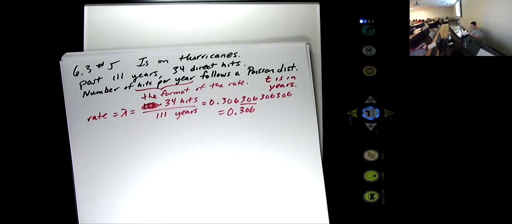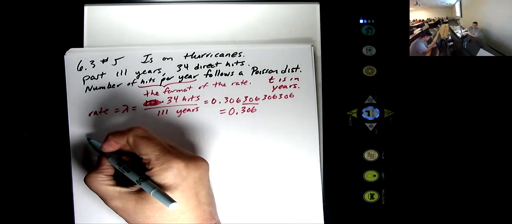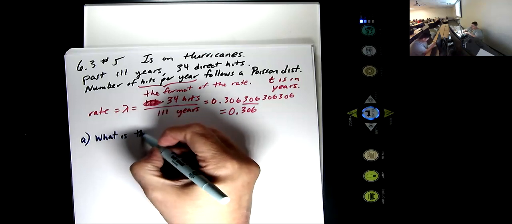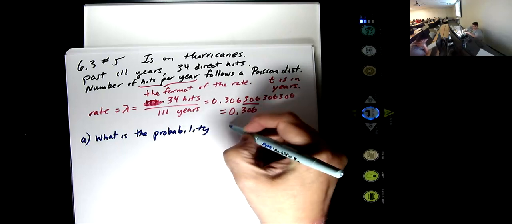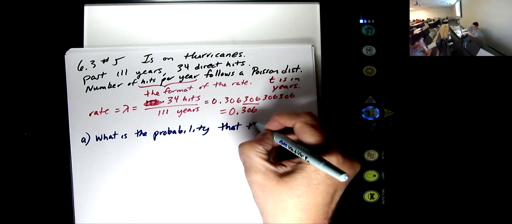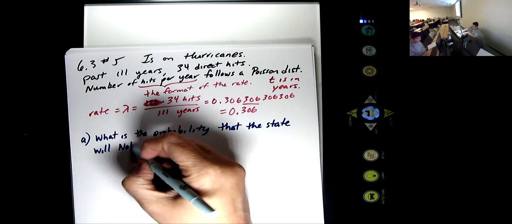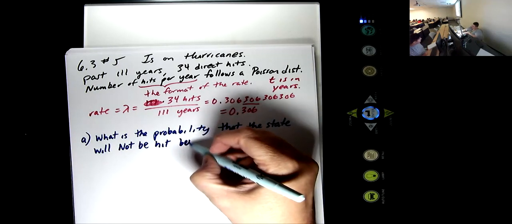And question A asks us, so students struggle with, like, tearing this question apart. What's it giving us? It's giving us the rate. Question A is, what is the probability that the state will not be hit by any major hurricanes in a single year?